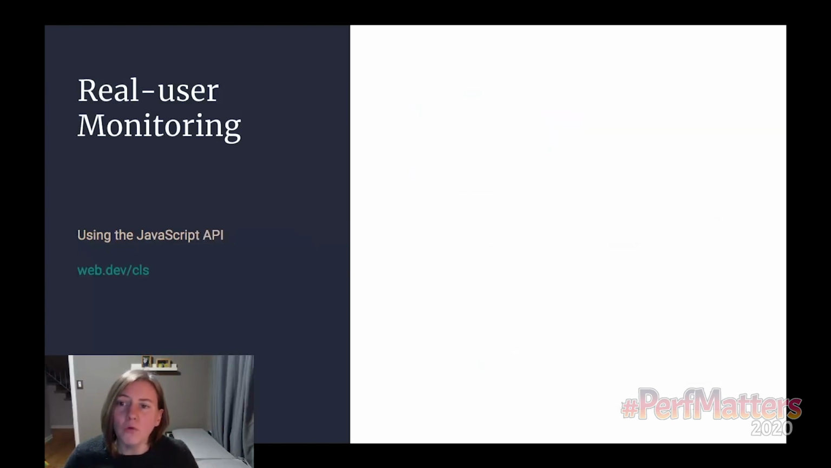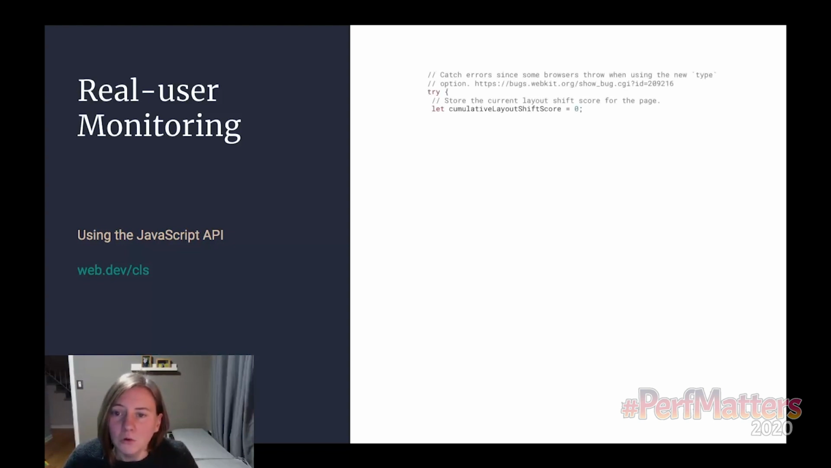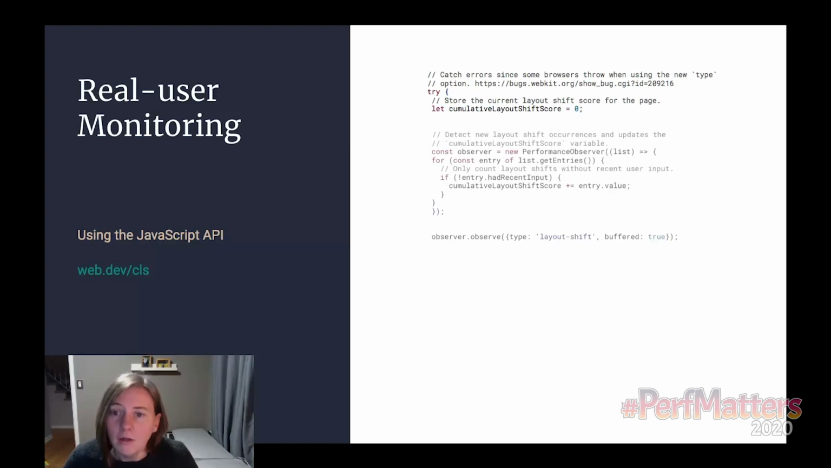But what if you want a more fine-grained detail for your site? Cumulative Layout Shift is exposed via a JavaScript API in Chromium browsers. Let's walk through some example code. First, we want to create a variable to store the sum of the layout shifts. Next, we'll create a performance observer.